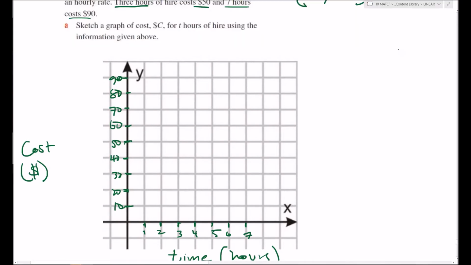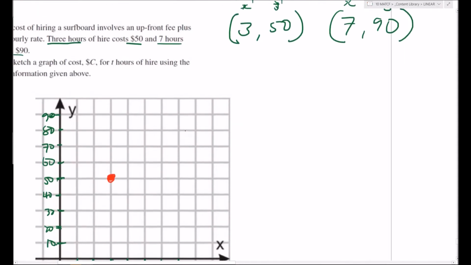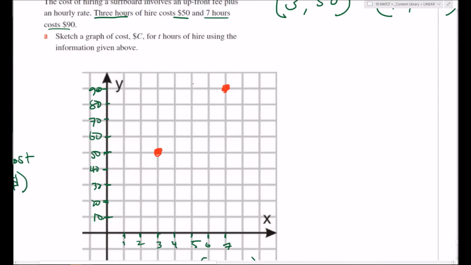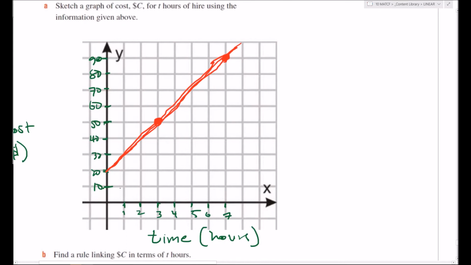So let's plot that. (3, 50), so 3 and then 50 will be up here. And then the other coordinate is (7, 90), so 7 and then all the way up to 90. There you go, nice and easy. Now all you've got to do is draw the line, which I'm hopeless at doing. Okay, that looks straight enough. But whenever you draw a line, make sure that it crosses your coordinates. It's really hard to do on this, but there's my graph. There's my line, easy.